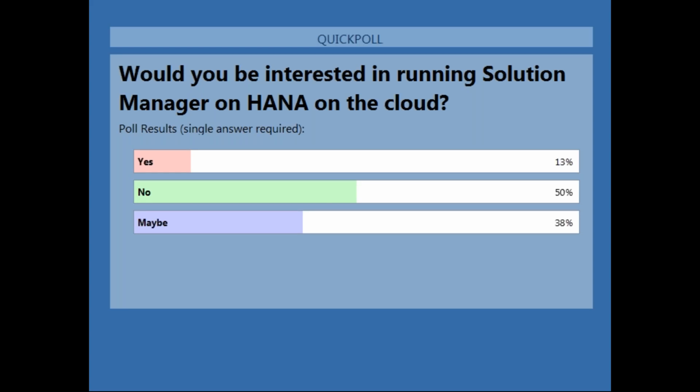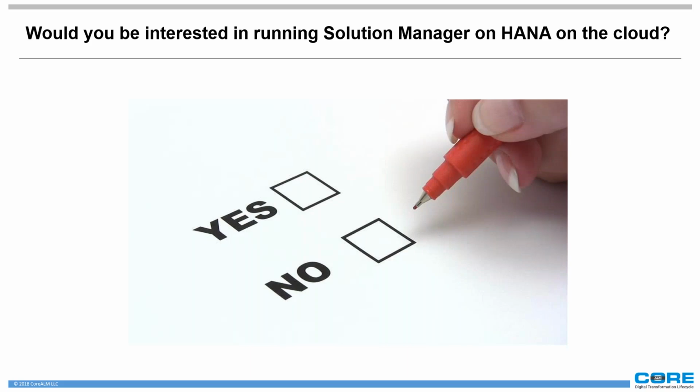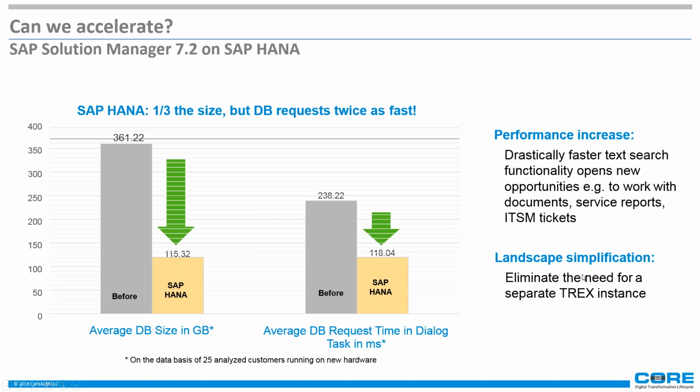Okay, thank you, Ivan. It looks like at least half of you might be into the yes, and it's a pretty significant interest, I believe. So if you do have any questions or interest, let us know how we can help you migrate to HANA, help you make a decision on the partner, or even help you run it on HANA. Or there are some specific cases where you might want Core ALM to be your AMS provider for Solution Manager. We'd be more than happy to help you with those questions.